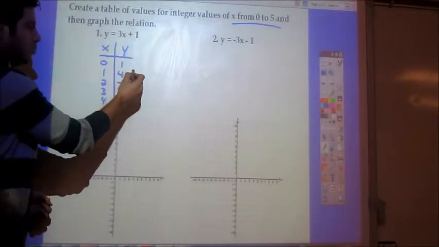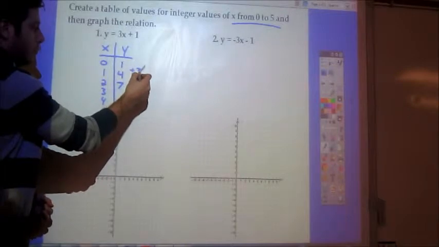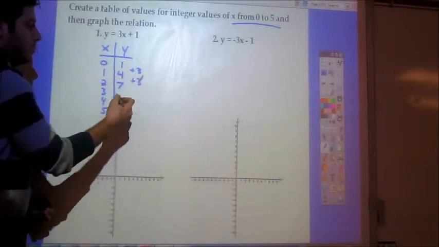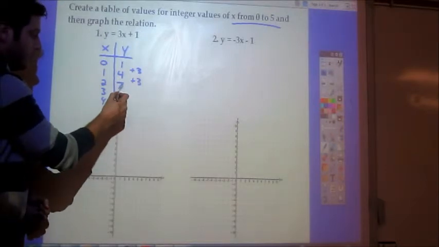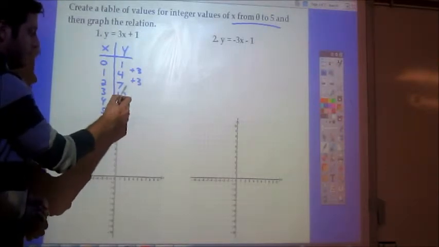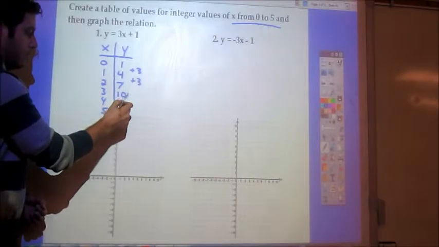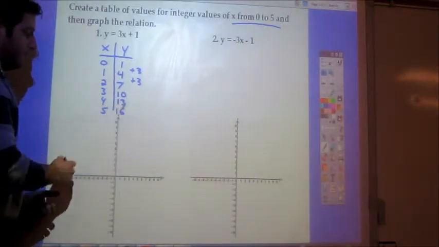Okay, now at this point, we should be catching on to the pattern here. Looks like we're adding 3. So because it's a linear relation, that pattern is going to continue. So this number should be 10. 7 plus 3 is 10. This should be 13, and this should be 16.